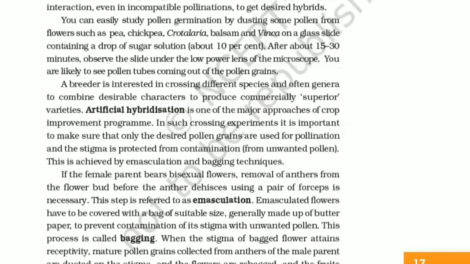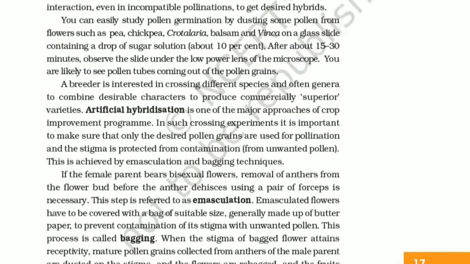You can easily study pollen germination by dusting some pollen from flowers such as pea, chickpea, crotalaria, balsam, and vinca on a glass slide containing a drop of sugar solution, about 10%. After about 15 to 30 minutes, observe the slide under the low power lens of a microscope. You are likely to see pollen tubes coming out of the pollen grains.